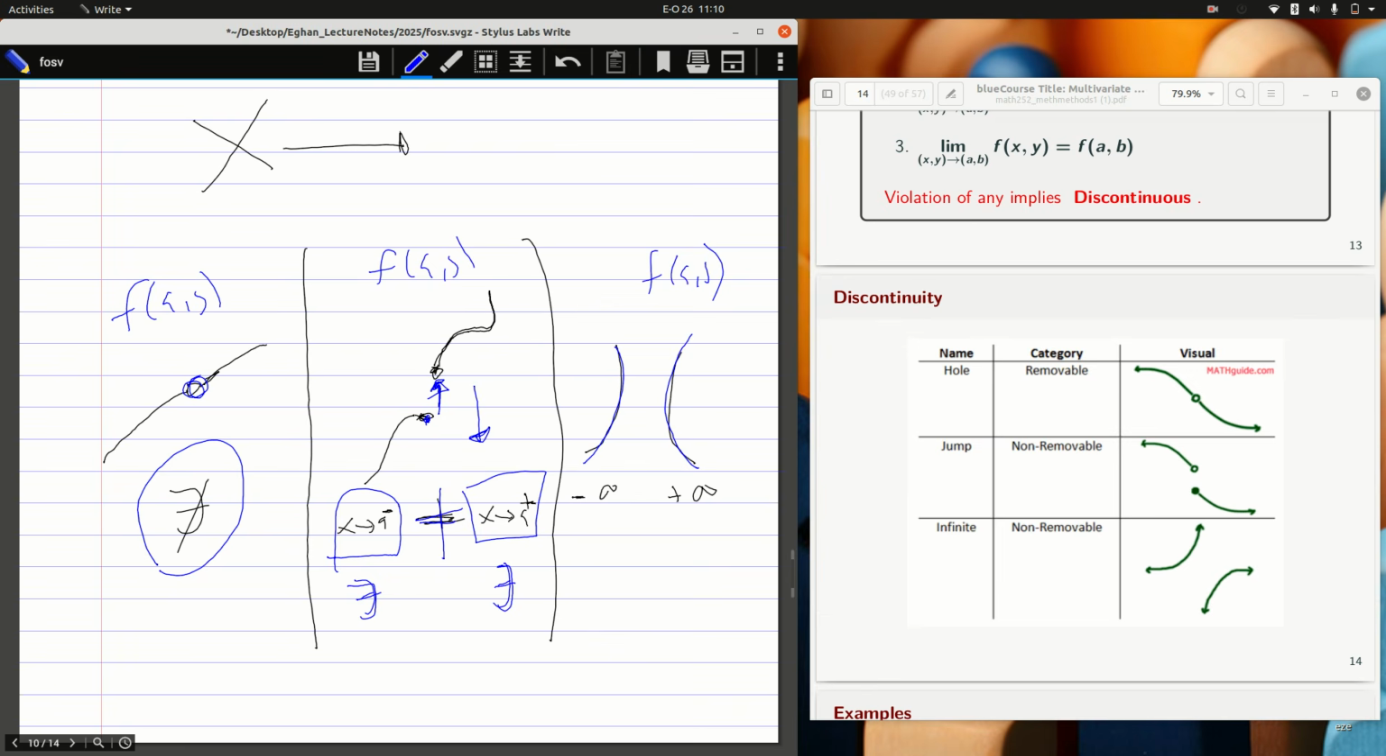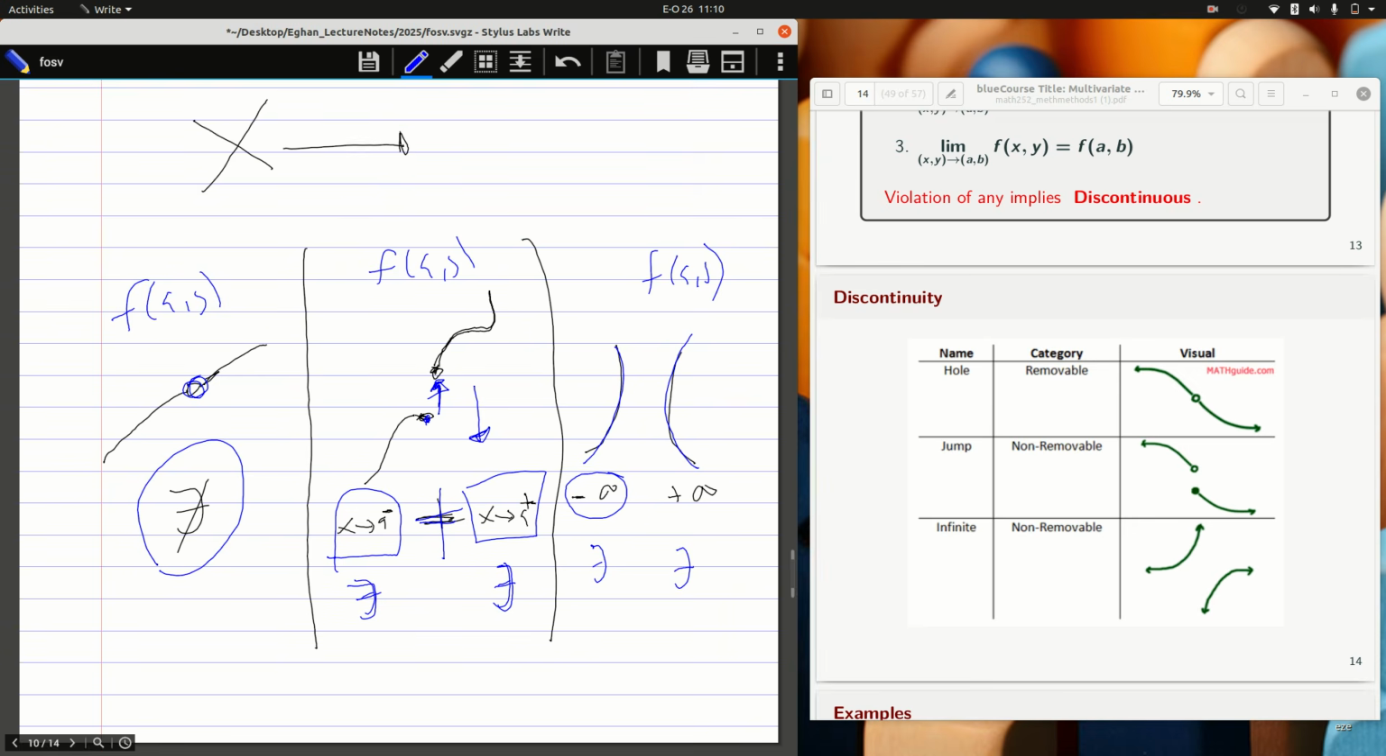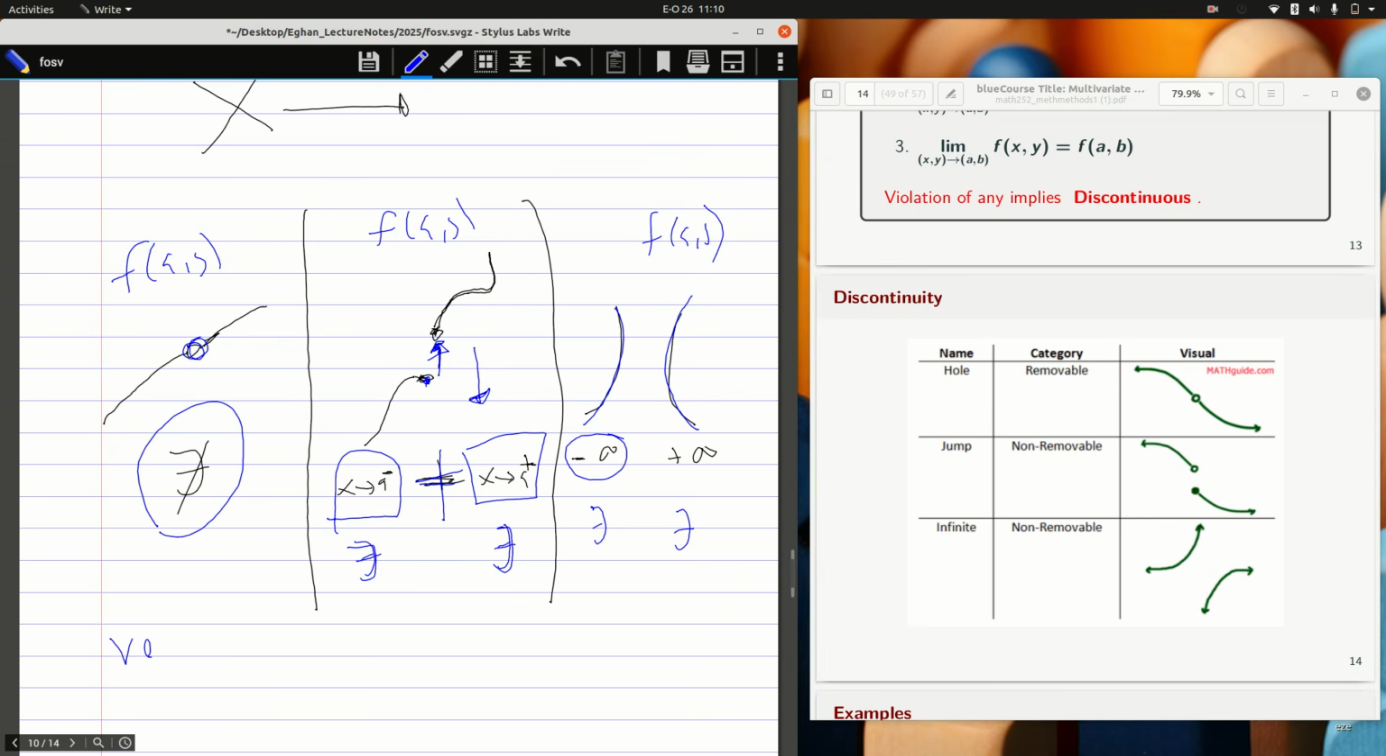And here, the limit exists for both sides, but one is negative infinity, the other is positive infinity, and that is when you tell me it is an infinite discontinuity. So this is removable. This is a jump discontinuity, and there's infinite discontinuity. Just by the image you can tell. So let's take quick examples here.